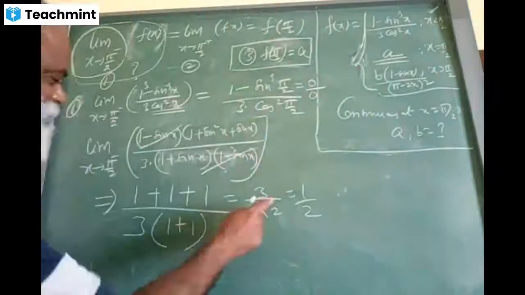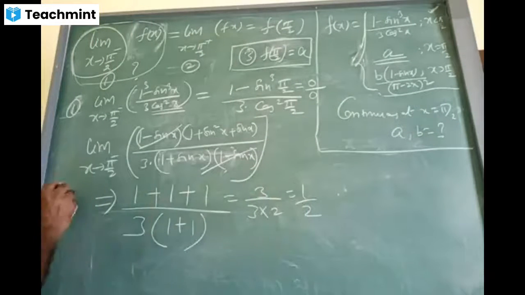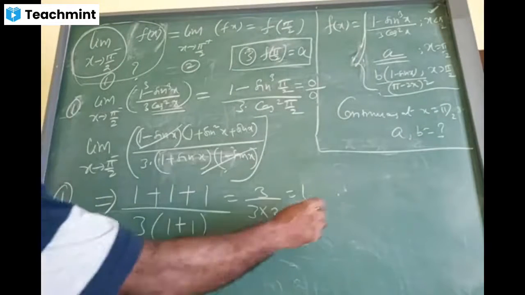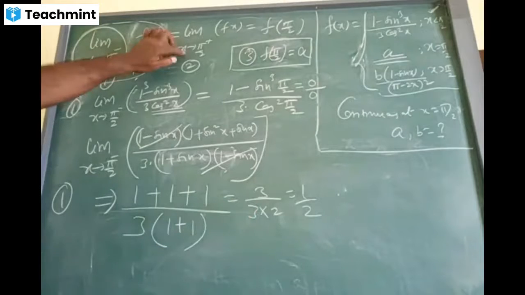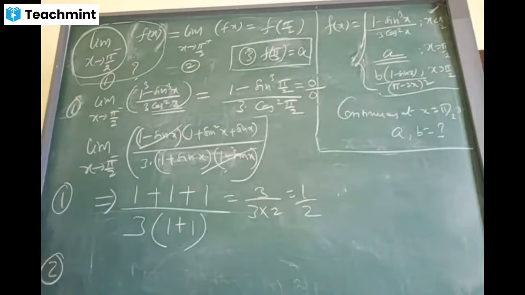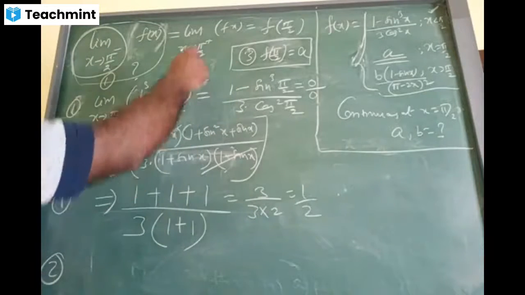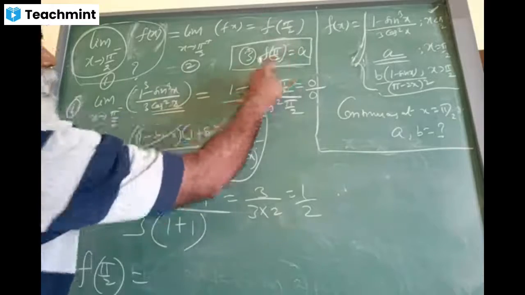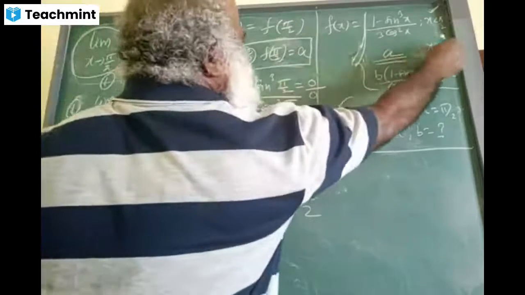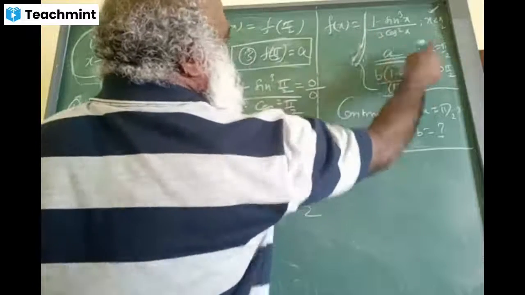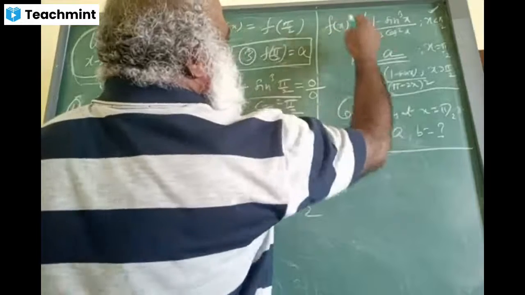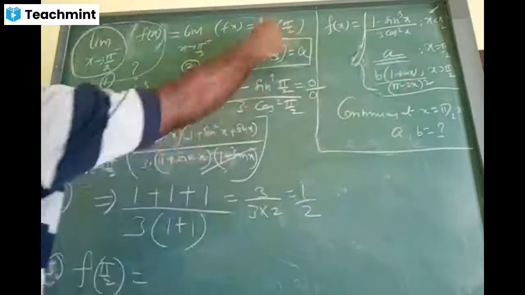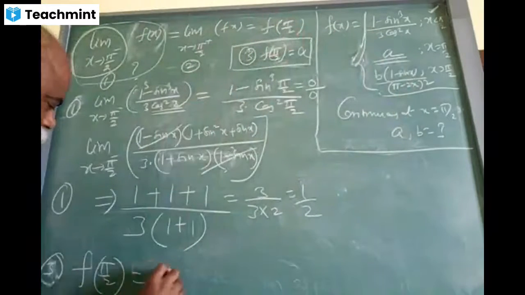Coming to this, the first one is 1 by 2, dears. Second one, dear. Second one is limit x, a tough mark. Third one is easy. f of pi by 2, right? What is f of pi by 2, dears? Somebody told very clearly. x is pi by 2. f of pi by 2 equals A. Yes. f of pi by 2 is A.